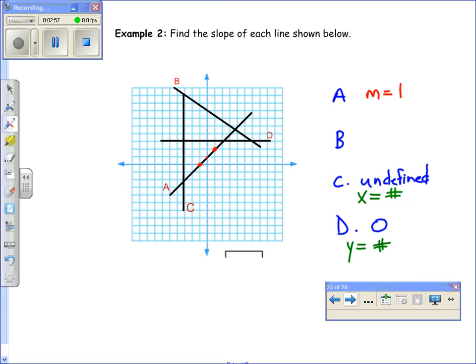Then when we go to B, it looks like what's happening here is, let's find a couple of points it passes through, that point and that point. So it looks like we are going down 2 and right 3. And we notice it is a negative slope. So we've got a slope of negative 2/3 there.